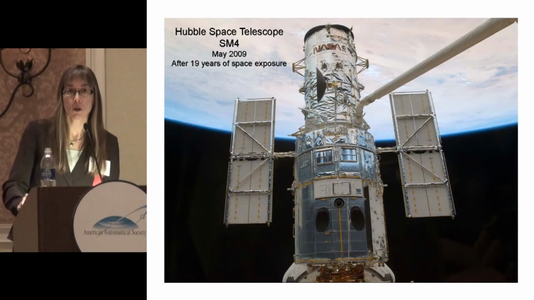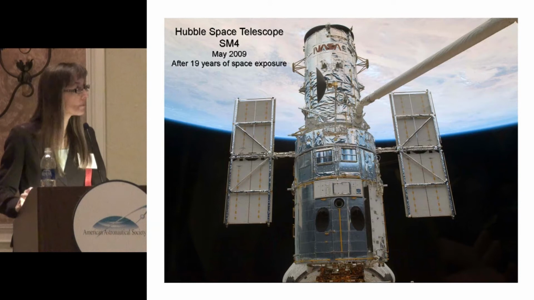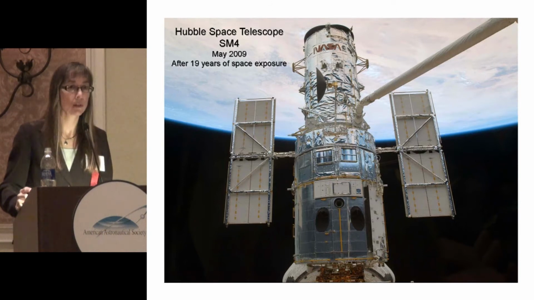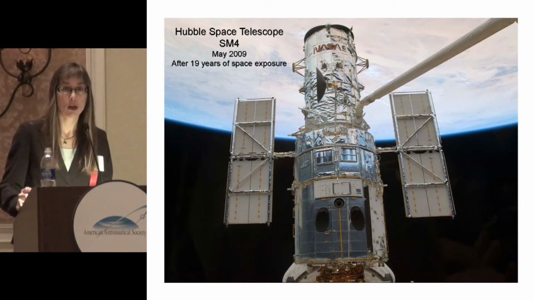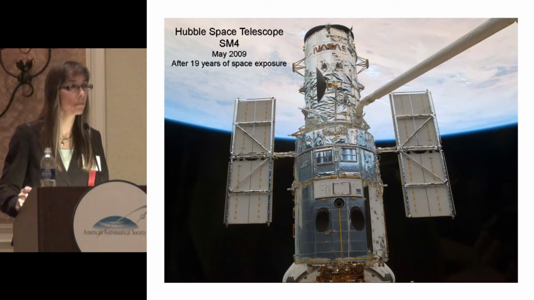The Hubble Space Telescope provides a very good example of radiation and thermal cycling induced damage to spacecraft materials. This is a picture of Hubble taken during the last servicing mission, which was the 5th servicing mission, but they call it SM4. That occurred in May 2009 after 19 years of space exposure.